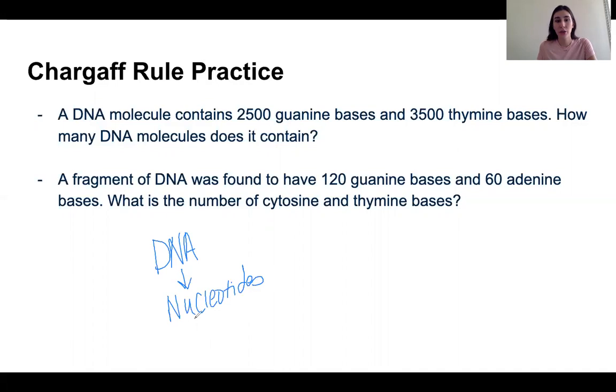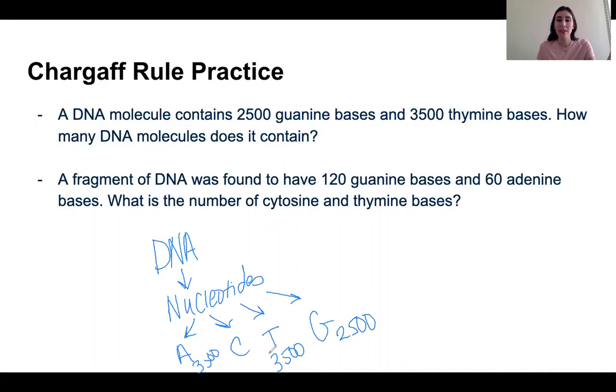And we know that nucleotides come in four varieties: adenine, cytosine, thymine, guanine. Now, the question is saying that we have 2,500 guanine bases, so I'm going to go ahead and put 2,500 here, and 3,500 thymine. Now, according to the base pairing rules that we already learned about, we know that thymine and adenine are always going to be equal. So therefore, how many adenines do we have? We can deduce that we will have 3,500 adenines, because adenine and thymine are always going to be equal.